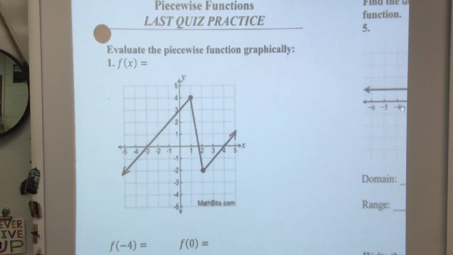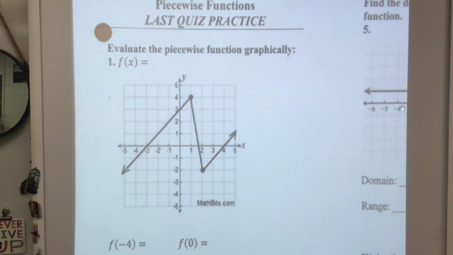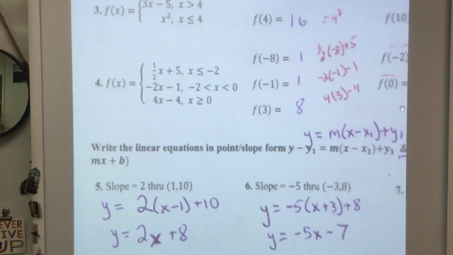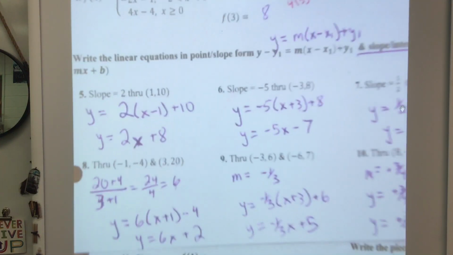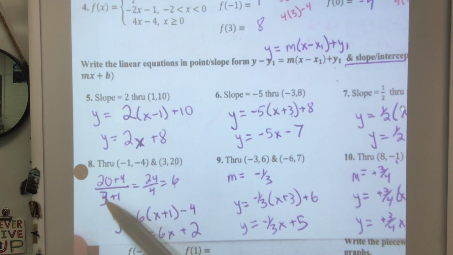Okay, here is the last practice for the quiz tomorrow. I decided to do the last practice instead of going over the bottom half of the front page of the quiz review because it has two problems here that I can do for you. I do want to point out for the quiz review on piecewise functions that I did make a mistake in number 8. I accidentally put my x in the numerator and my y in the denominator, and here is the correct version.